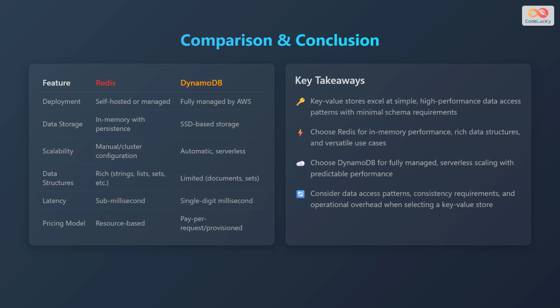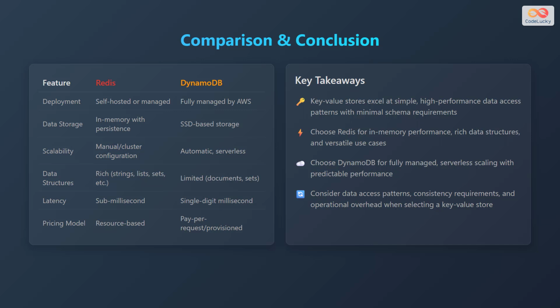Redis provides rich data structures such as strings, lists, sets, and others, while DynamoDB has limited data structure support like documents and sets. Redis offers sub-millisecond latency, whereas DynamoDB provides single-digit millisecond latency. Redis is typically priced based on resource usage, while DynamoDB offers pay-per-request and provisioned capacity pricing models.